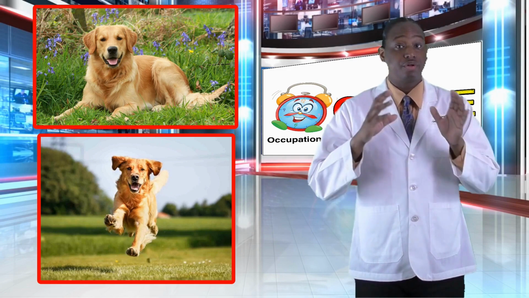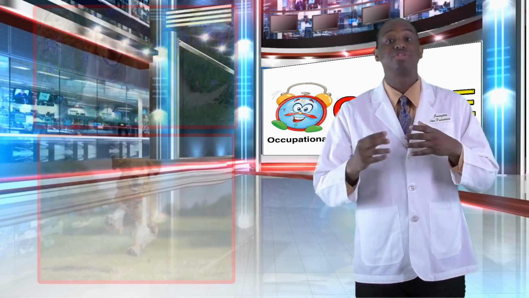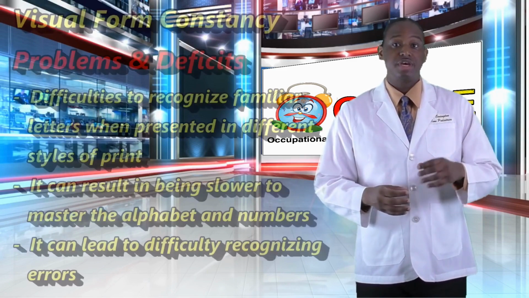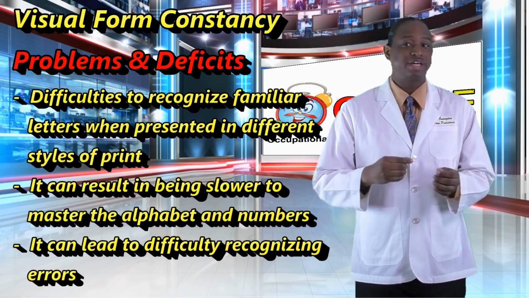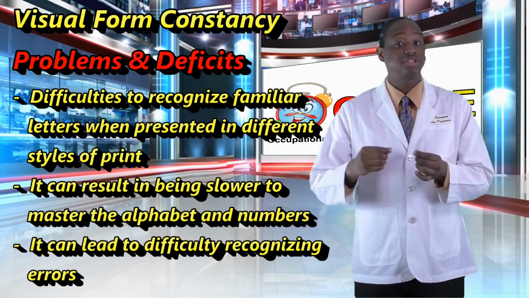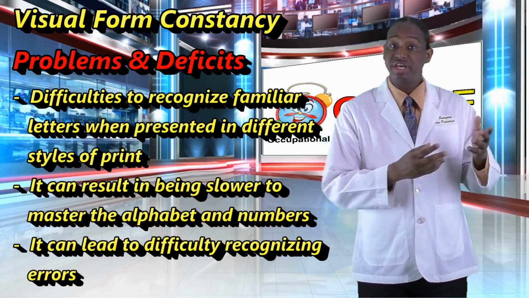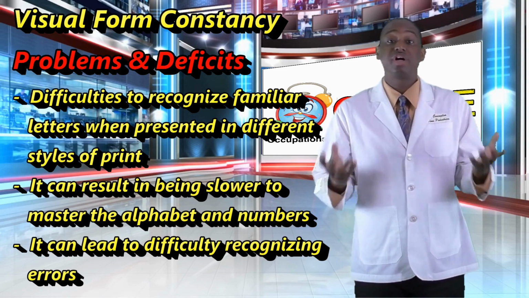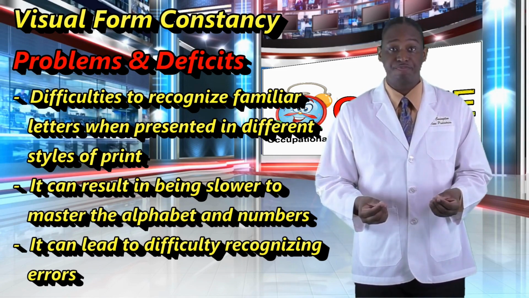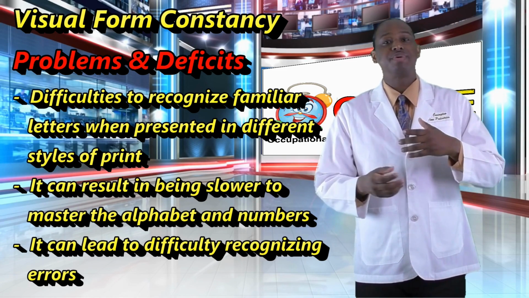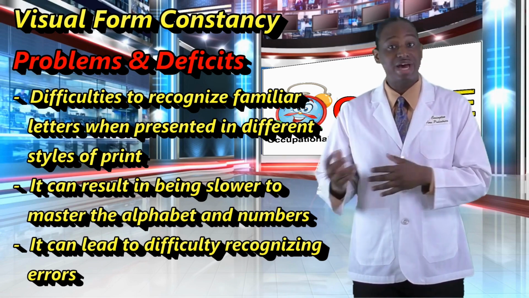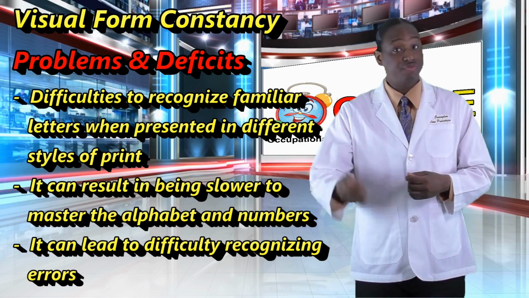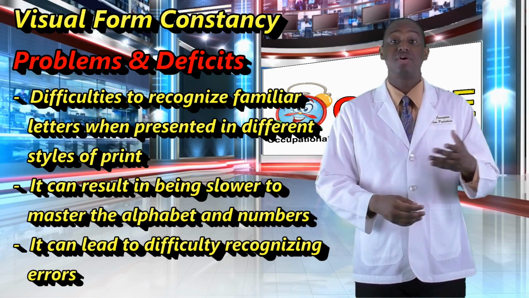Deficits in visual form constancy can cause difficulties in a number of areas. It would make reading difficult as a child might not recognize familiar letters when presented in different styles of print. So if the font size or the color is different, they may have difficulties. It can result in being slower to master the alphabet and numbers, and it can lead to difficulty recognizing errors in written work.